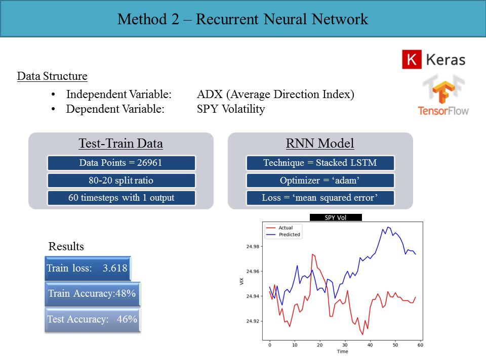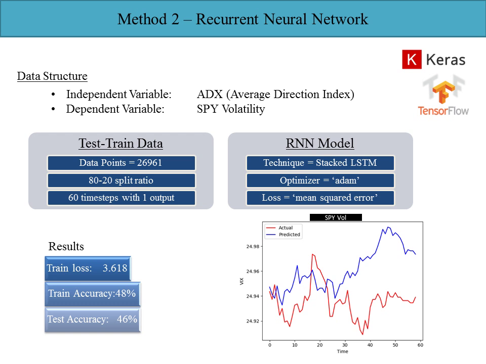Now let us discuss our second part of the project, which is the neural network. So last week we prepared our input data with technical indicators, where we have considered VIX as our dependent variable and ADX as the independent one. In data preparation for our train and test data, we are working with 26961 data points, which we split in an 80-20 ratio.